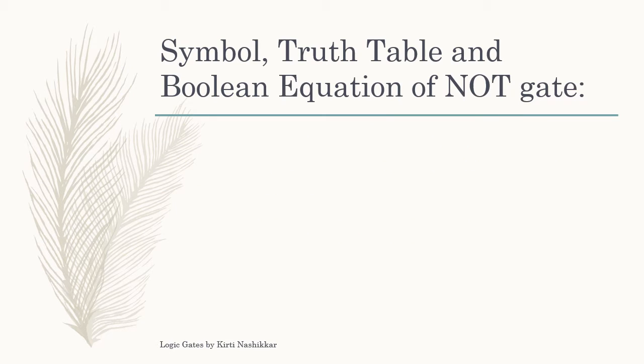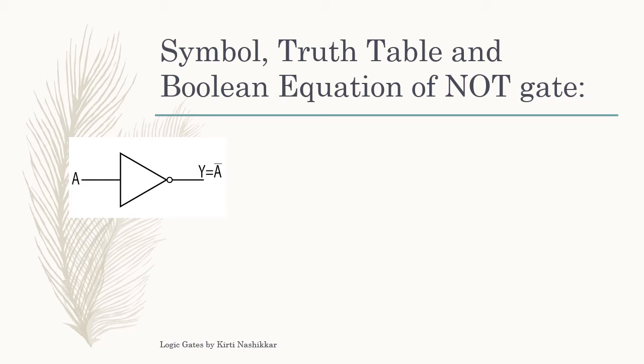Now let us see its symbol, truth table and Boolean equation. The symbol is actually the representation of the gate. Then the truth table shows us the combinations of inputs and the corresponding output for each combination. After that, the Boolean equation gives us the equation which is true for all the combinations of the given gate.